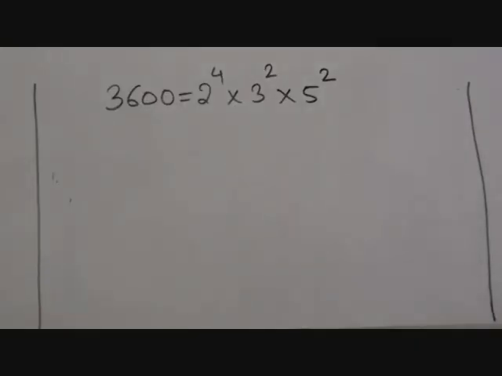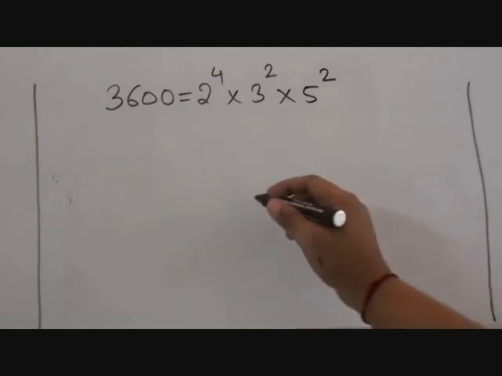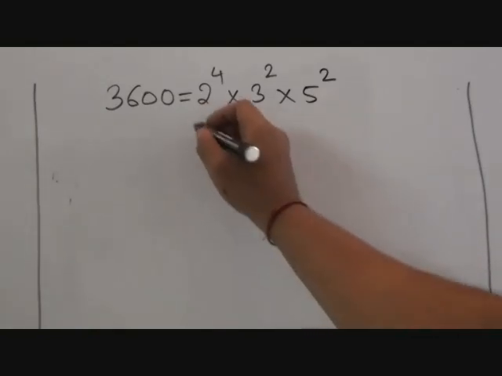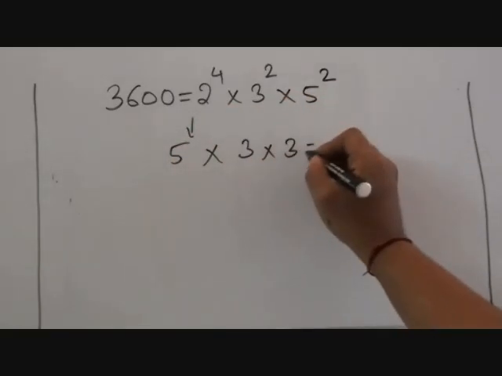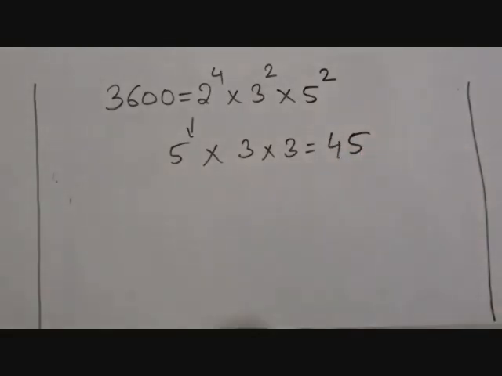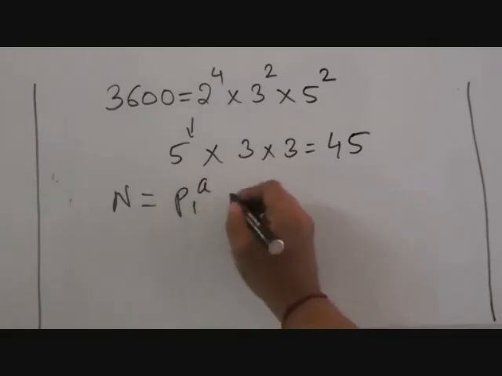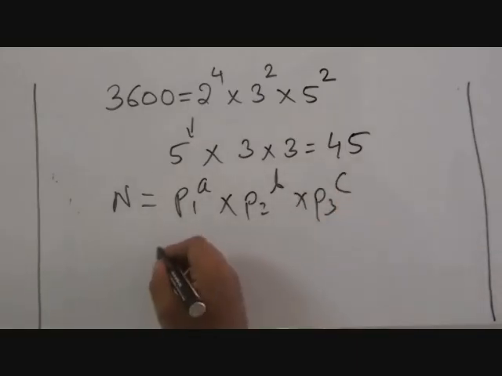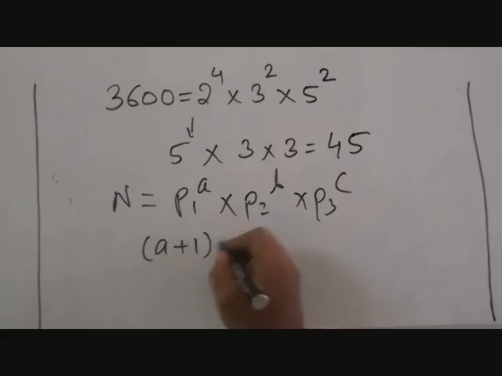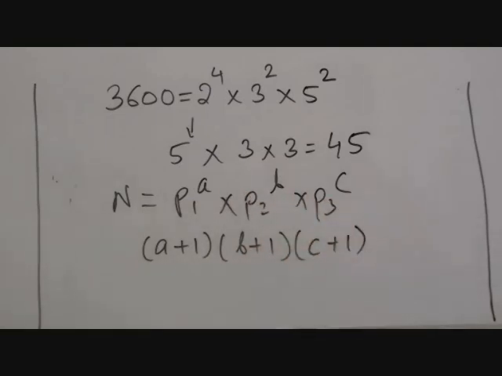By now, I am sure you must have derived the formula for finding the number of divisors. For example, 3600 is equal to 2 raised to 4 into 3 square into 5 square. So, what would be the number of divisors? It would be 5 into 3 into 3, which is equal to 45 divisors in all. In general, if n is equal to p1 raised to a into p2 raised to b into p3 raised to c, then the number of divisors would be a plus 1 into b plus 1 into c plus 1, given that p1, p2, p3 are prime numbers.